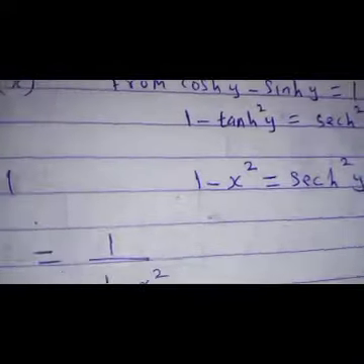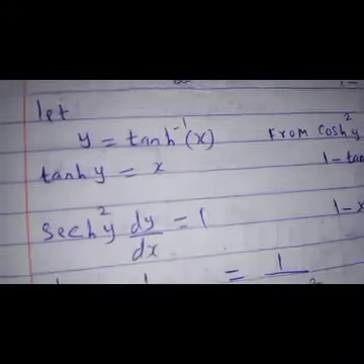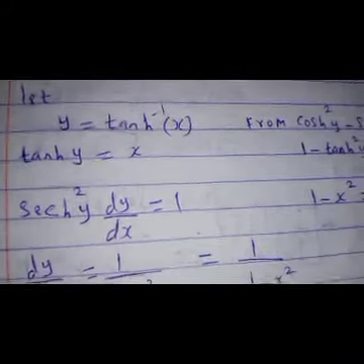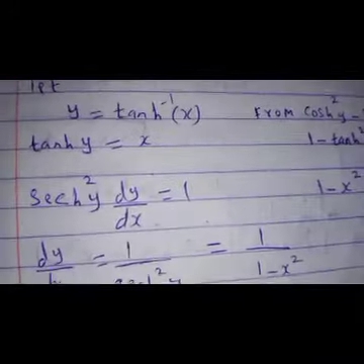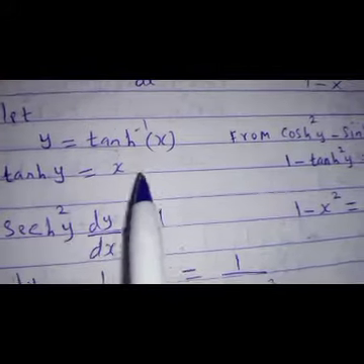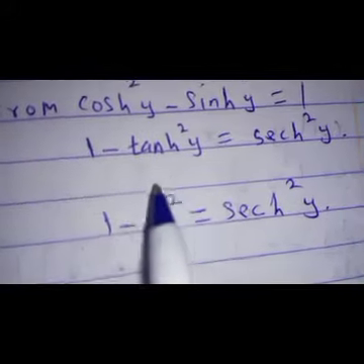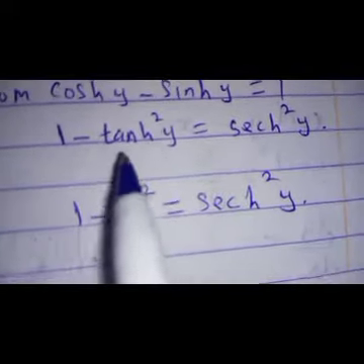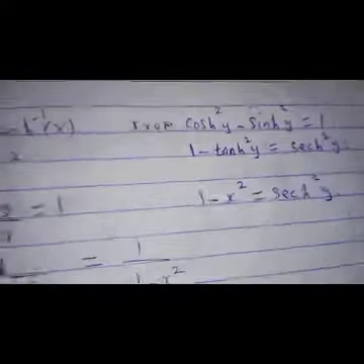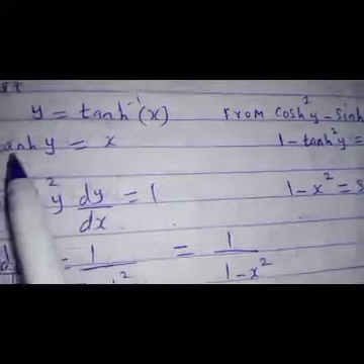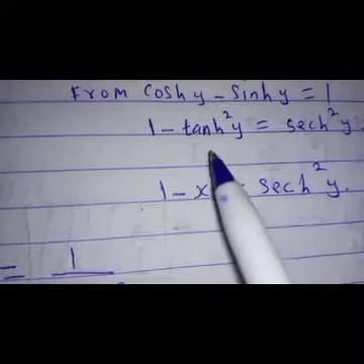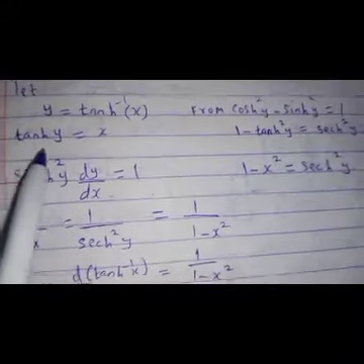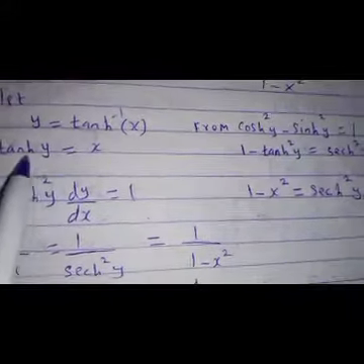Now we use the fact that hyperbolic tan y is equal to x, so we substitute the same here. Since hyperbolic tan y is equal to x, hyperbolic tan squared y becomes x squared. That is what we are using from this relationship.